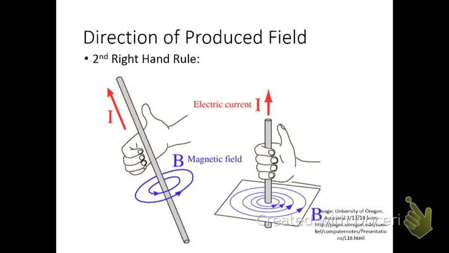So, for example, if I've got a current running up to the top of the page, to the left of it, the field will be coming out of the page, and at a point to the right of it, it'll be going into the page. Back behind the wire, it'll be cutting across to the left, and in front of the wire, it'll be cutting across to the right, and circling in that pattern. If you tilted your view and looked at it from above, it would be going counterclockwise. And that's just one example. But that's the magnetic field produced by that wire.